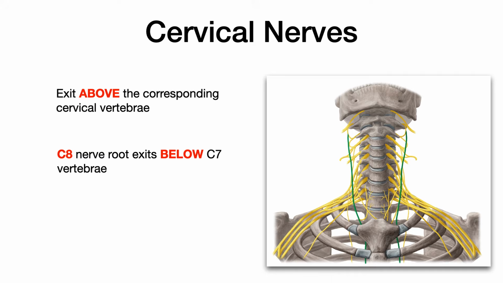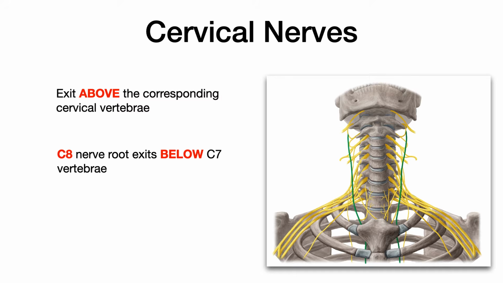relationship to the vertebrae. Generally speaking, the rule you want to remember is that cervical nerves will exit above their corresponding cervical vertebrae, and this is true of every cervical nerve. The only exception is that the C8 nerve root will exit below the C7 vertebrae, and this should make a little bit of sense because there is no C8 vertebral body. There's no C8 vertebrae. There's only a C8 nerve root.